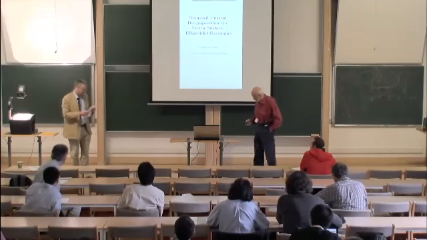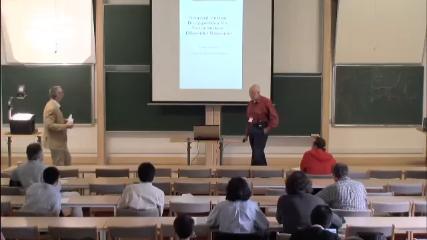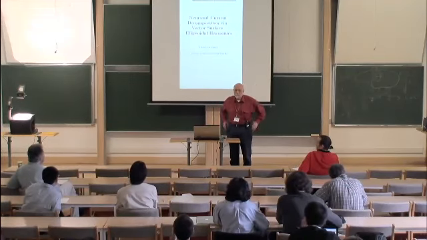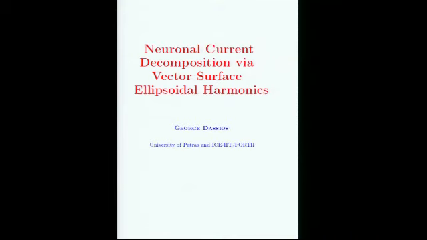Pleasure to welcome George Dassios, and we have a slight change of topic here. We're going to talk about neuronal current decomposition via vector surface ellipsoidal harmonics. So essentially this is going to be EEG and MEG mapping, I think.